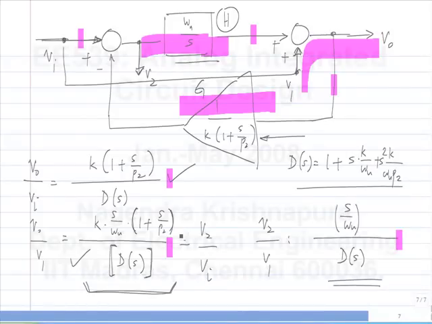So what we'll do on Friday is to start using op amps to realize these feedback structures. Okay.